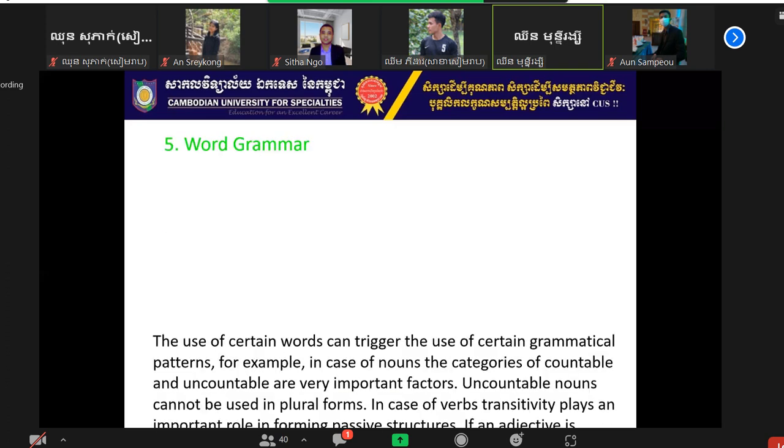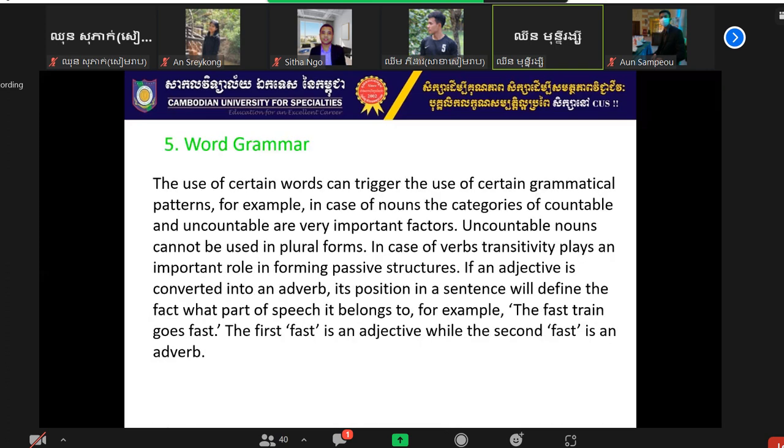Point five, word grammar. The use of certain words can trigger the use of certain grammatical patterns. For example, in the case of nouns, the category of countable and uncountable are very important factors. Uncountable nouns cannot be used in plural forms.